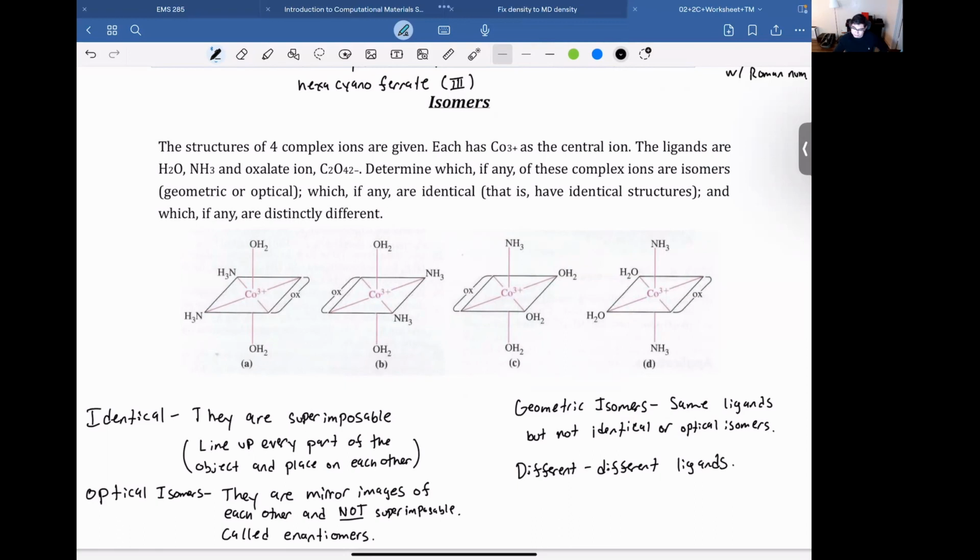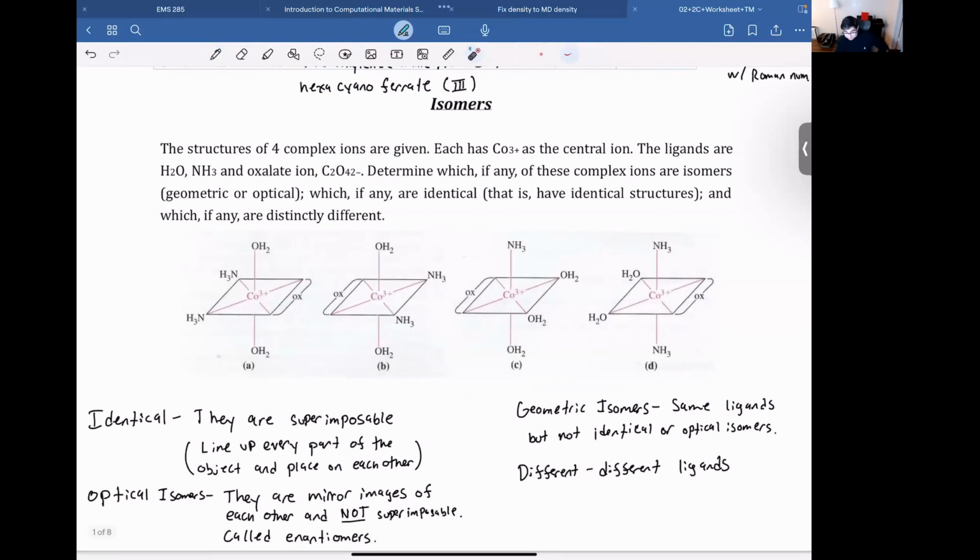So it's like CH3 versus CH2O. They're just different. All right, so now we can do this problem.